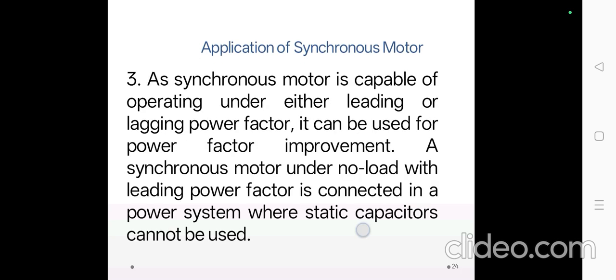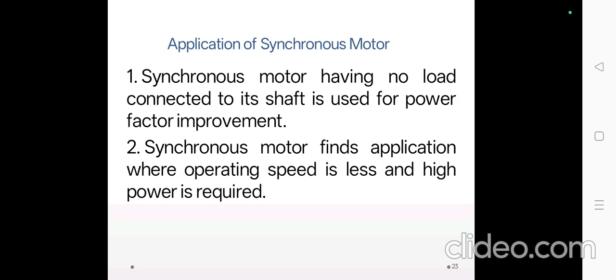Next one is the condition for the maximum torque. When RA is negligible, that means armature resistance is negligible, theta is equal to 90 degrees, and the maximum torque will be developed. This torque is called the pull out torque.